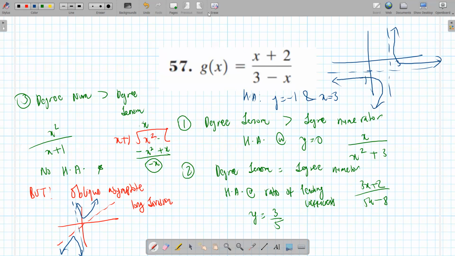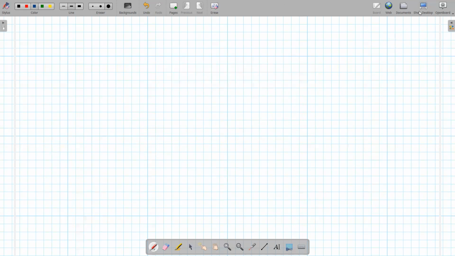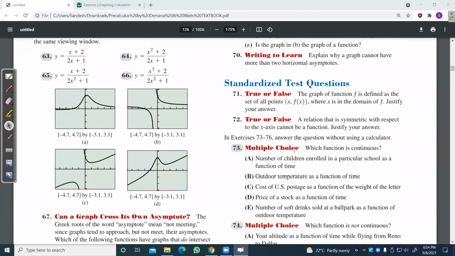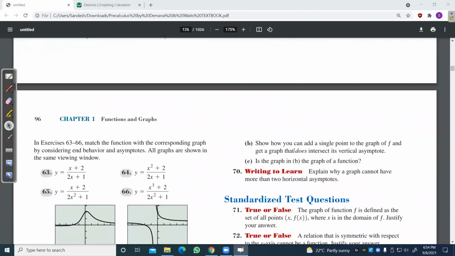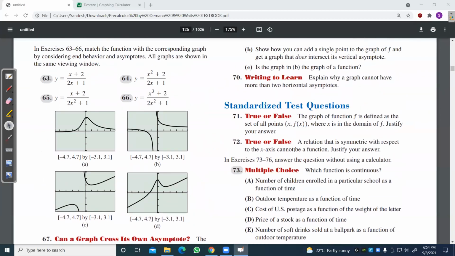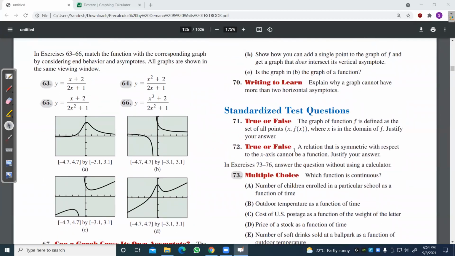Finally, getting back into it now. Back into the groove. We did 57, right? Correct. So now we have to do 71 to 76.